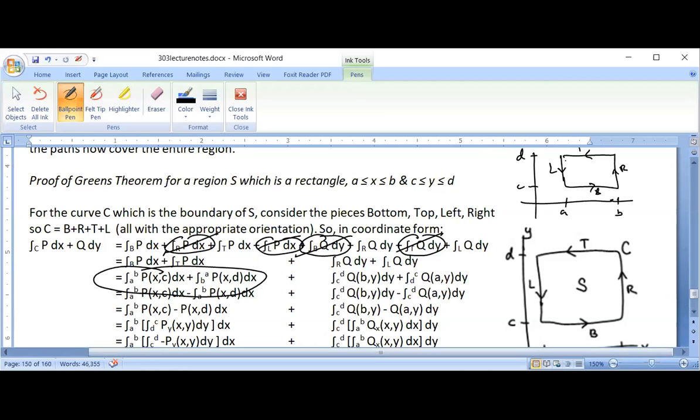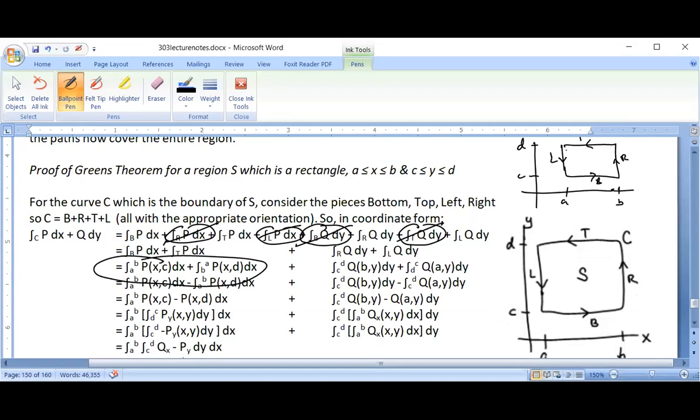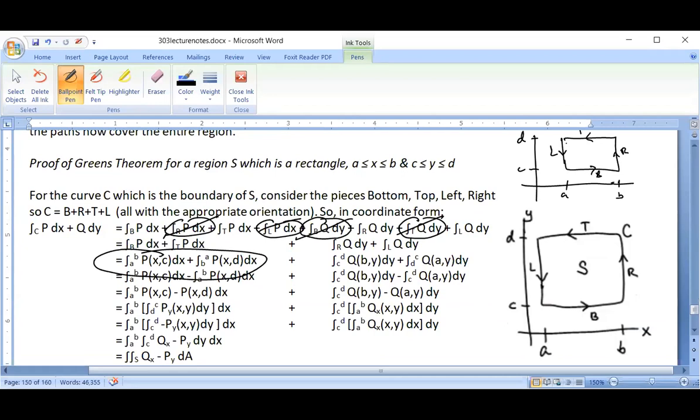But all in all, finally, we've got the thing that we want. So now we just combine these two integrals. So now we've got the integral as x goes from a to b, as y goes from c to d, of dq dx minus dp dy, and of course, now we know that that's just the swirl, and now that is the proof of Green's theorem just on the special region of a rectangle.